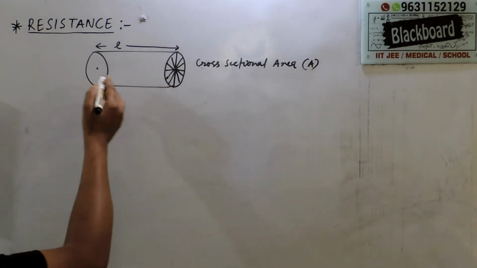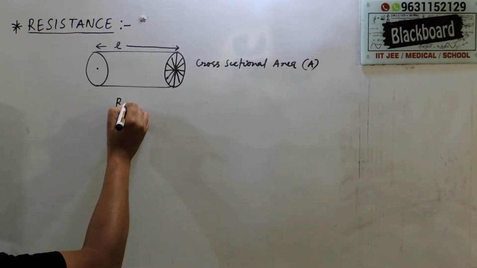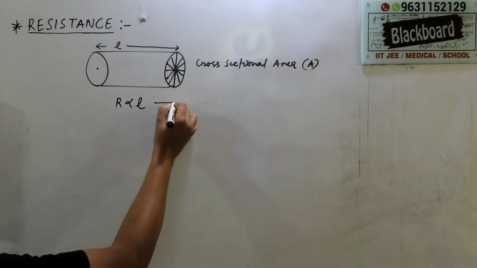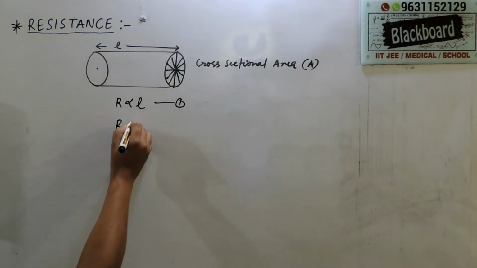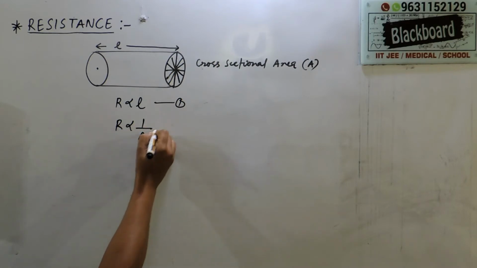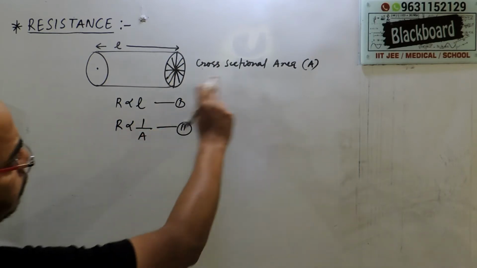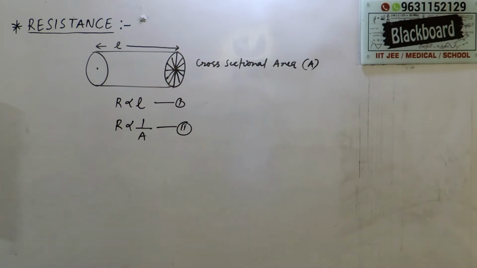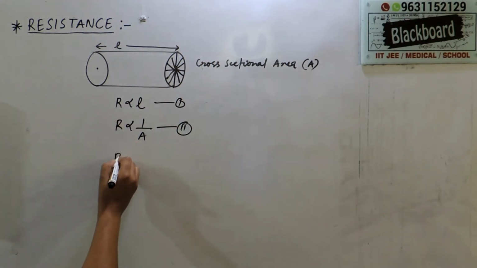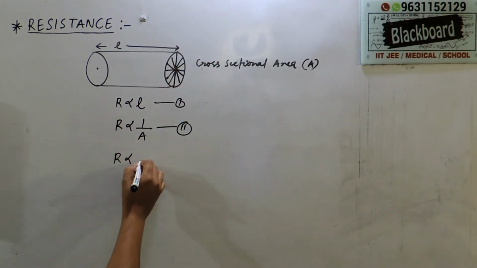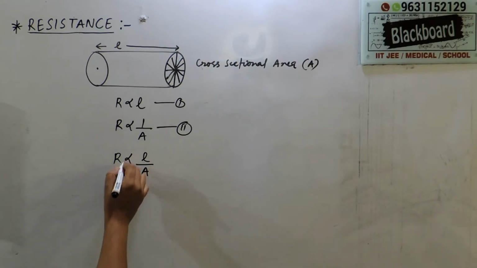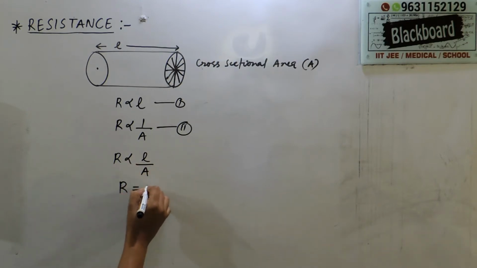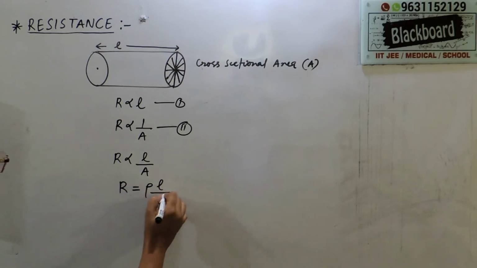Now, this is the conclusion here. Resistance is directly proportional to the length of the conductor. This is L, the length, and R is inversely proportional to the cross-sectional area of the conductor. This is called the cross-sectional area. After combining these two equations, you will get R is directly proportional to L by A, and removing the proportionality, you will get R equals rho L by A.